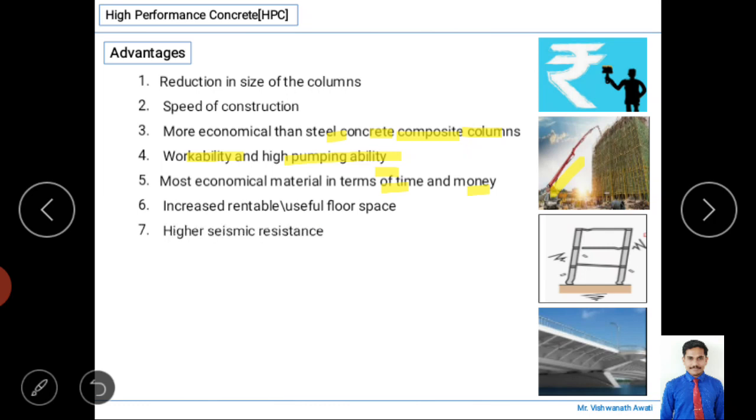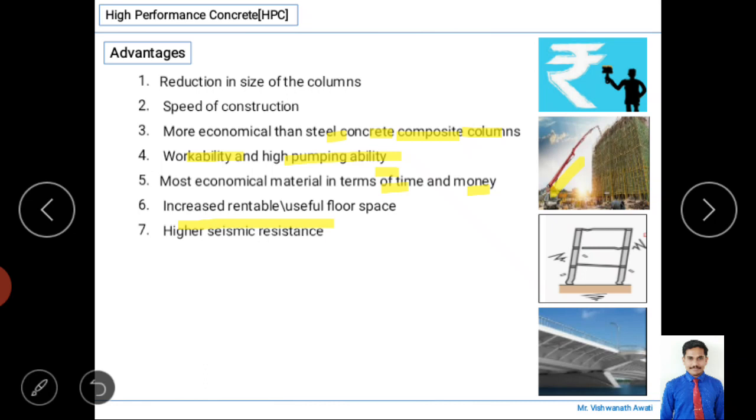High seismic resistance is a very important requirement of a building. It should have good resistance against earthquakes, because some buildings may fail because of high earthquake forces. You can take the example of Japan. In Japan, they get frequent earthquakes, so their buildings are constructed with high seismic resistance. And here, high seismic resistance means what? Seismic waves are generated during the earthquake, and those waves may cause the failure of the building.